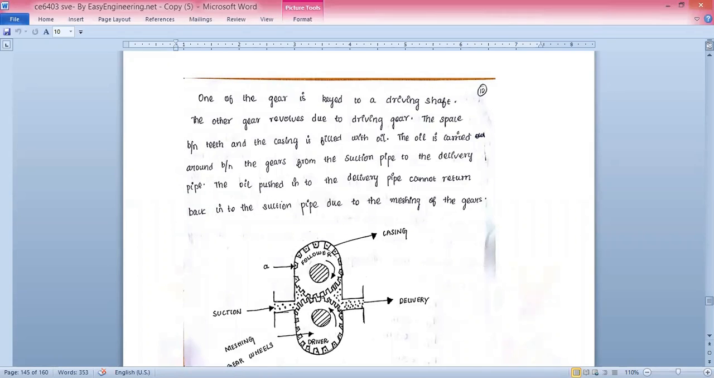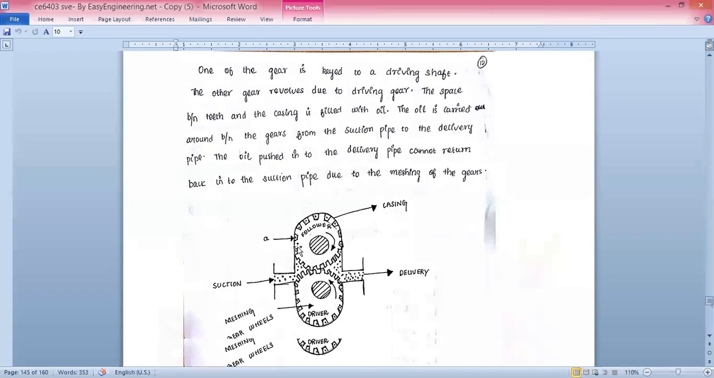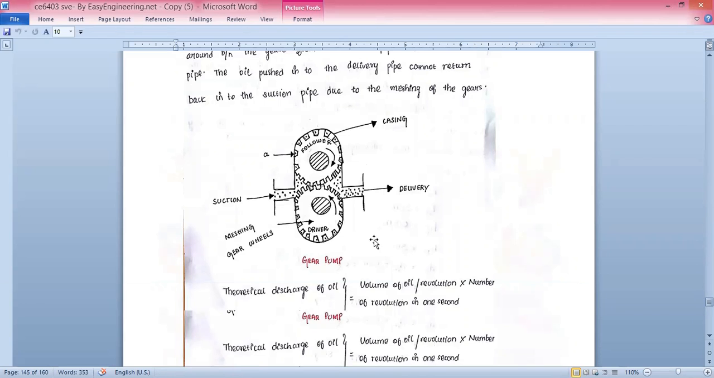The space between the teeth and the casing is filled with oil. So this lubrication is provided. The oil filled between the two gears avoids any friction inside. The oil is carried around between the gears from the suction pipe to the delivery pipe. The oil pushed into the delivery pipe cannot return back into the suction pipe due to the meshing of the gears. So it will remain here, and the meshing action will stop the backward movement of oil, but it will allow the suction, and the system will keep working inside the gear pump.